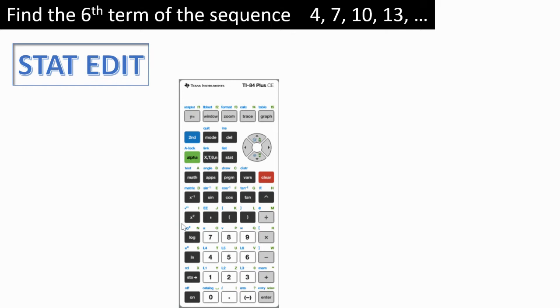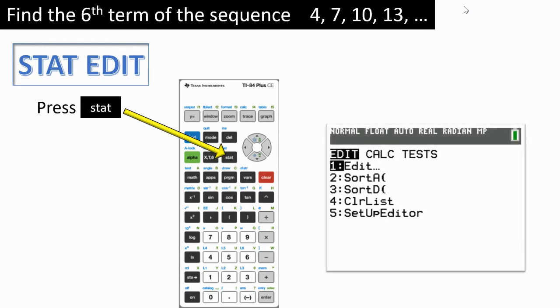All right, so this says find the sixth term of the sequence. And this starts out the sequence as 4, 7, 10, 13. They want to know what the sixth one is going to be. So we know 5 and 6. And so what we're going to do is press stat. And then we're going to press number 1, the edit.